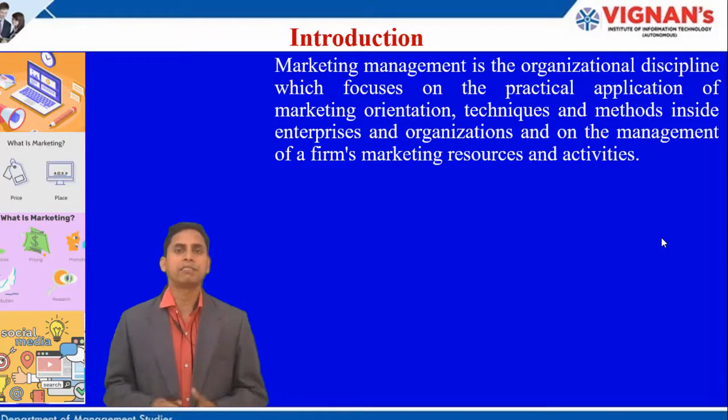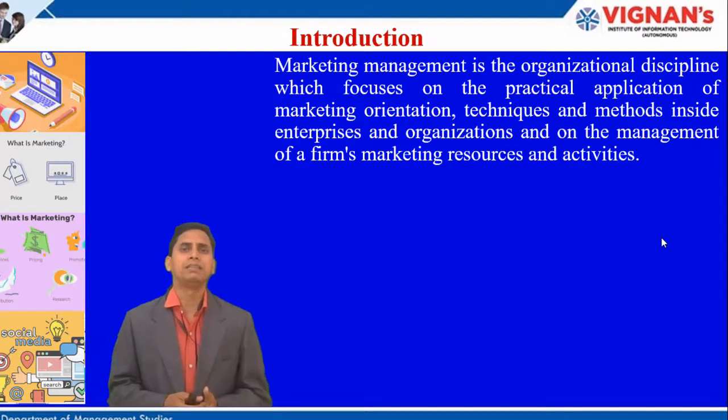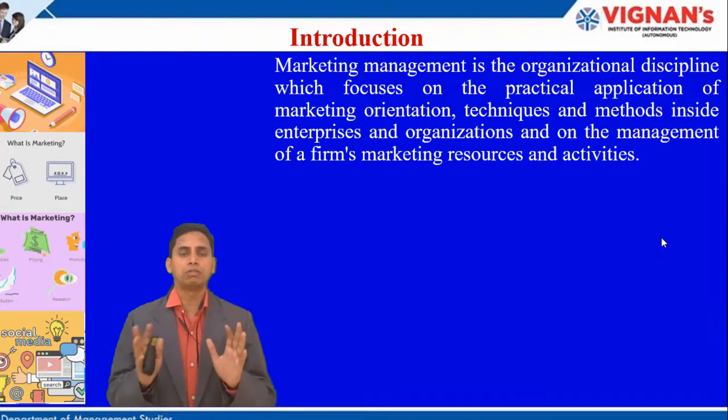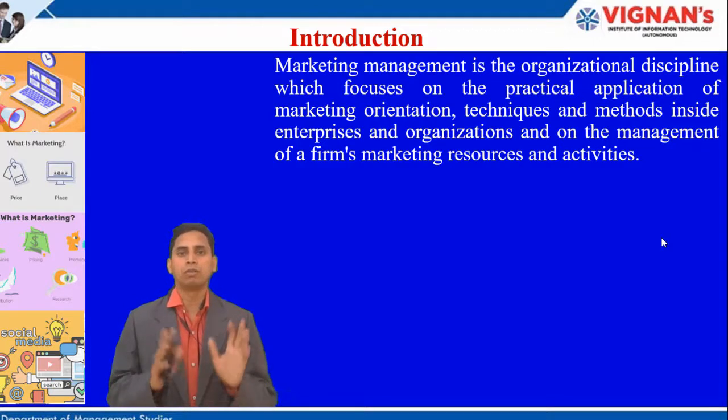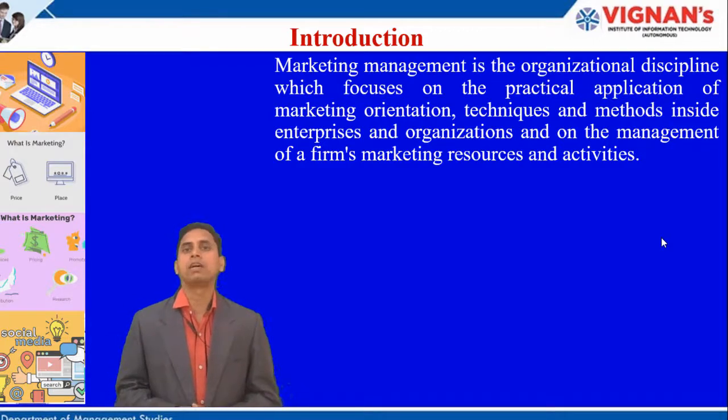So there are different techniques of marketing, and these techniques are practically applied in this marketing management subject. Also, there are methods followed inside the enterprises, and these methods are also part of marketing management. The management of firms' marketing resources and activities is also a part of it. The firms' resources, including marketing resources, may be available, so making use of these resources, marketing management tries to fulfill the core objective of marketing, and that is called marketing management.